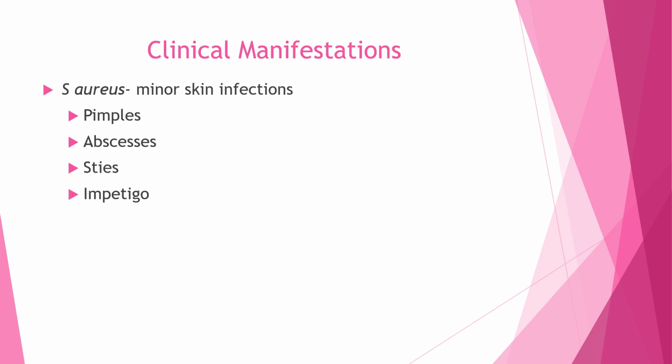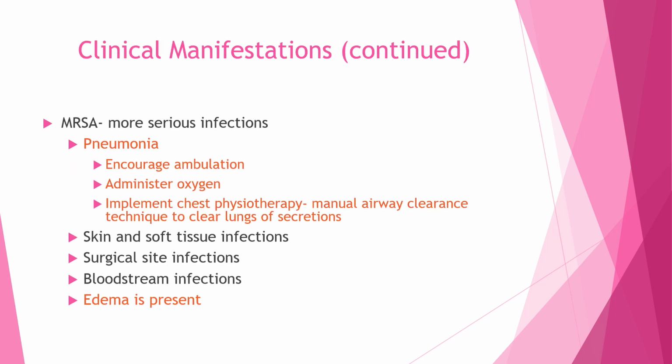Clinical manifestations. Staph aureus minor skin infections include pimples, abscesses that will develop because people can't leave their own pimples alone, and they open them, they pick them, they break them open, and then there we go, we have an infection. Styes, and then impetigo. Ladies and gentlemen, listen up, and then listen up one more time for me. MRSA is a more serious infection than Staph aureus.